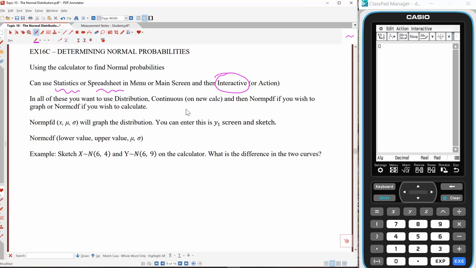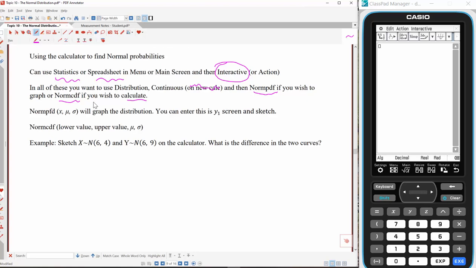So in all of these questions, you want to use distribution continuous on the new calculator. That really doesn't need to be there because the old calculator is non-existent. And then use normal PDF if you want to graph it, and CDF if you want to calculate. All right, so I'll go on to explain how this will work.